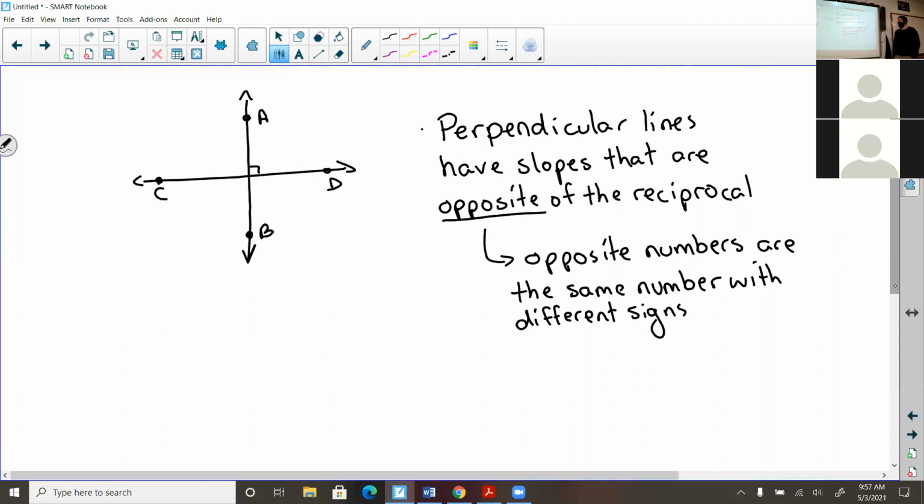So what makes something an opposite? It's when they have the same base number, but different signs. So for instance, the number 4 and -4 are considered opposites. If you have one that's positive, its opposite would be negative. If you were negative, its opposite would be positive. So if I gave you a slope and the slope was, say, 2, the opposite of that slope would be -2. If the slope was -1/4, its opposite would be +1/4.